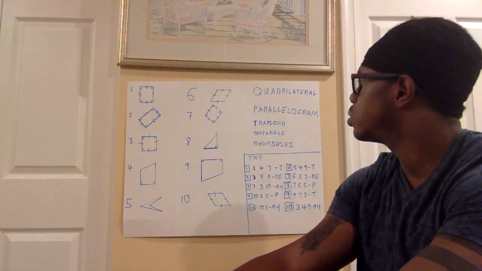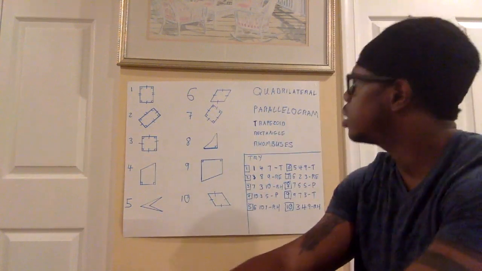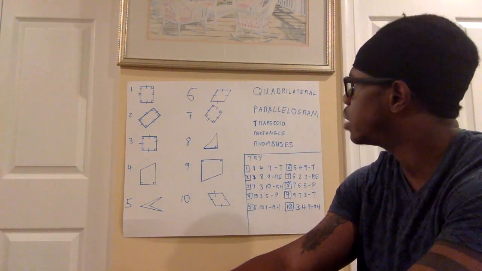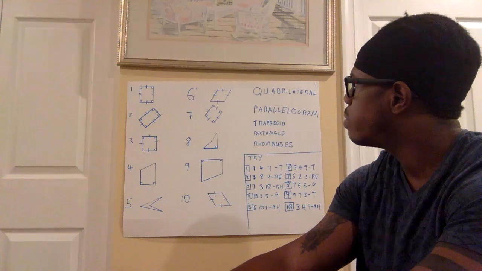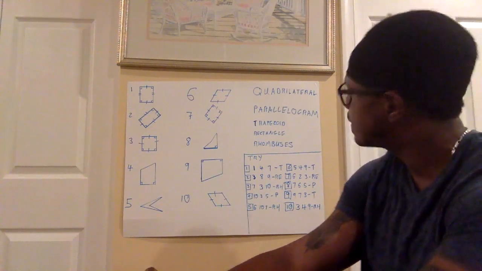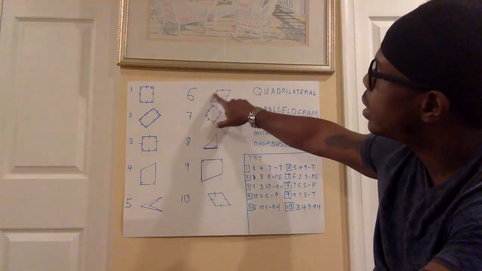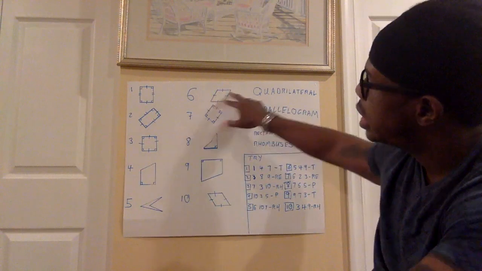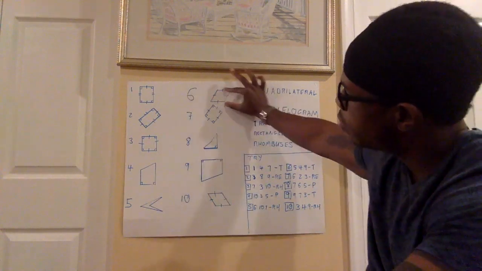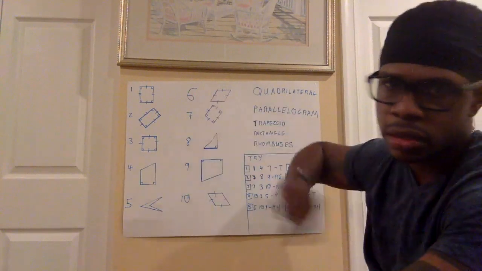Number 6, quadrilateral, not a rectangle. Number 6, if I say that's not a rectangle, would I be correct? Yes, I would be correct. That's not a rectangle. There are no right angles in here, even though they have 2 pairs of parallel sides, but there are no right angles, so not a rectangle.